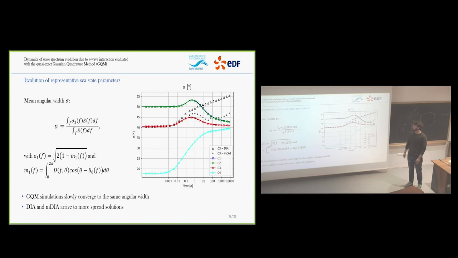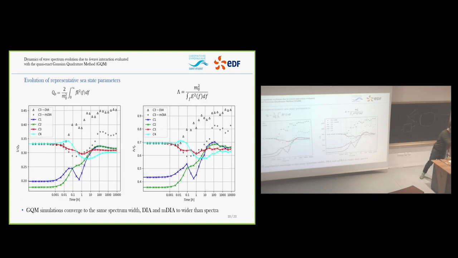And here we begin to see the first differences, because as you can see, the four initial cases simulated with GQM, even if quite slowly, show a similar trend and at the end of the simulation arrive at close values to each other, while the DIA and MDIA simulations move towards wider spectra in the directional spreading.